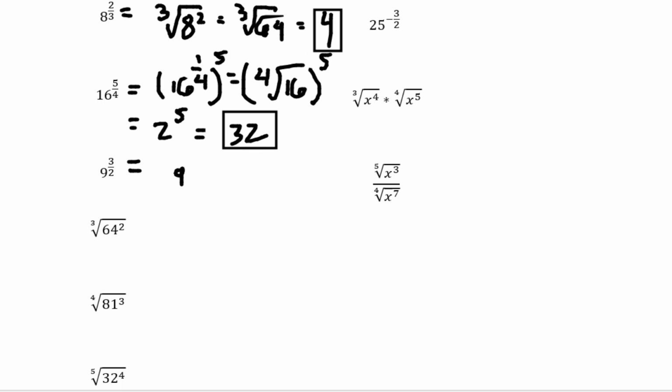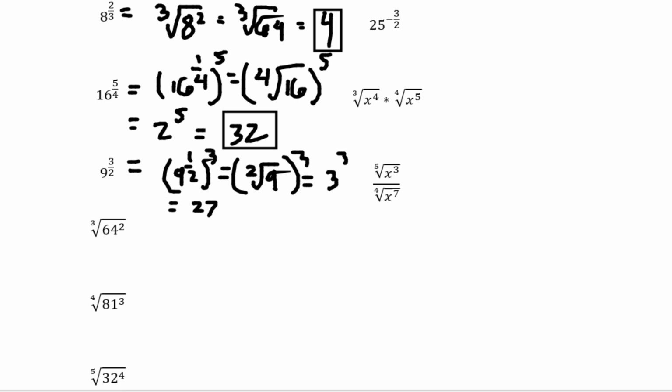So let's say we have 9 raised to the 3 over 2 here. We can just take the 3, and let's take the square root of 9. The square root of 9 is going to be 3. And we're going to raise it to the third power. So we got 3 raised to the third power, that's going to be 27. That's the answer for that one.